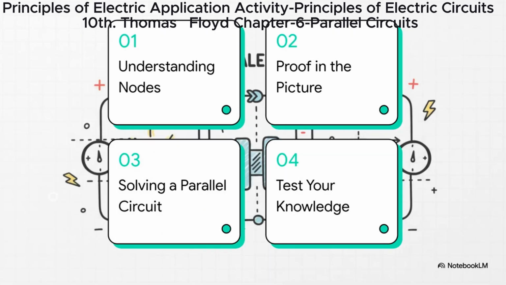Here's our game plan. First, we're going to learn the golden rule itself. Then we'll dig into why it works by exploring something called electrical nodes. After that, we'll look at some visual proof, see it in action. We'll apply it to a real circuit problem, and then we'll wrap things up with a quick quiz to make sure this concept is totally locked in.